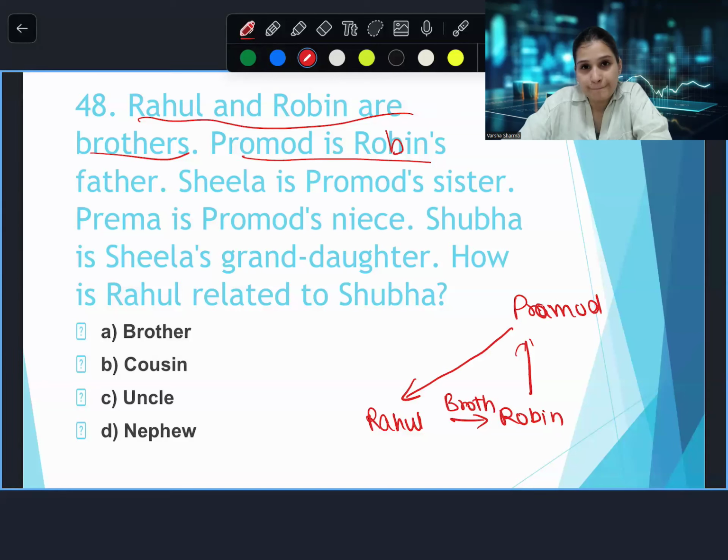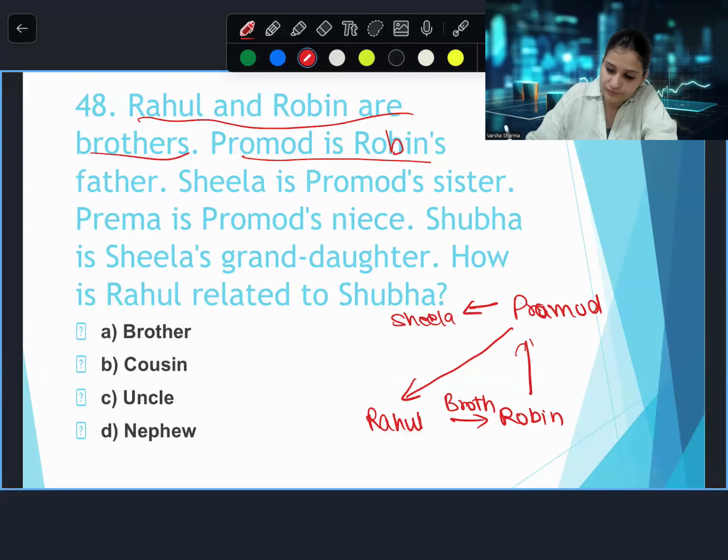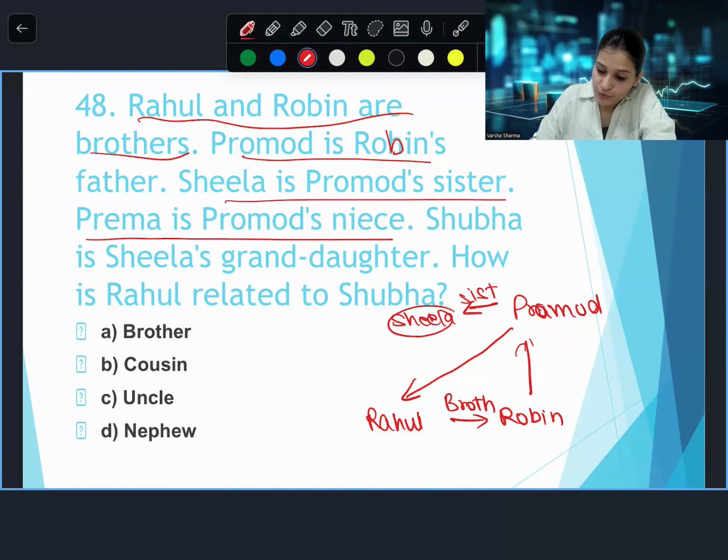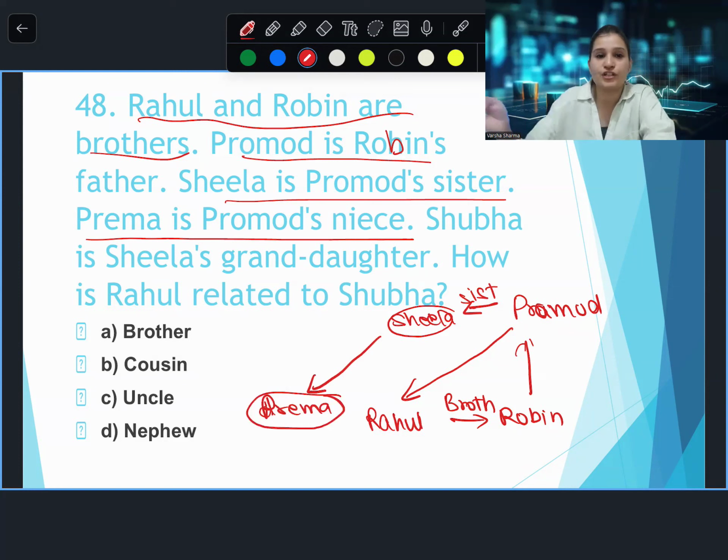Yes, ma'am. Sheila is Pramod's sister. Prema is Pramod's niece. Now whose niece? Sheila's daughter will be niece. Not your own daughter, but your brother or sister's daughter. Agree? Yes, ma'am. Shubha is Sheila's granddaughter. That means daughter of Prema.